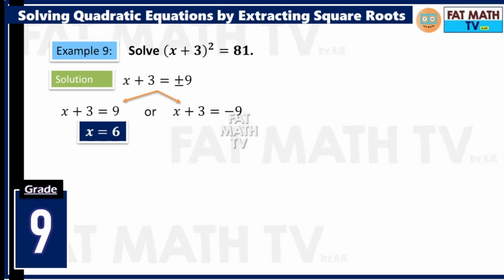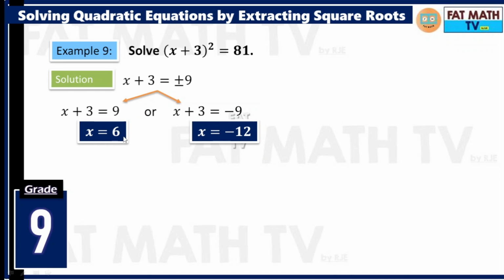So x plus 3 equals 9. Add negative 3 to both sides of the equation. You will get x equals positive 6. For this one, you will have x equals negative 9 minus 3. So that is negative 12. So the two answers here are 6 and negative 12.